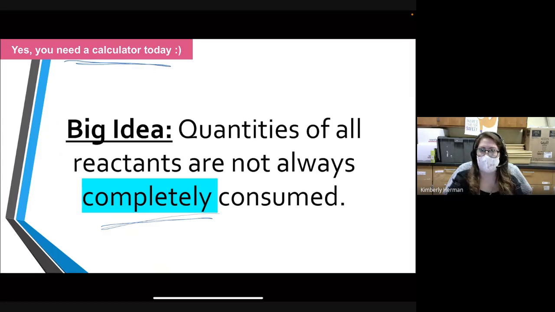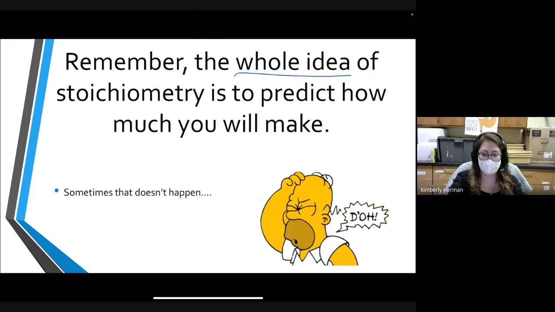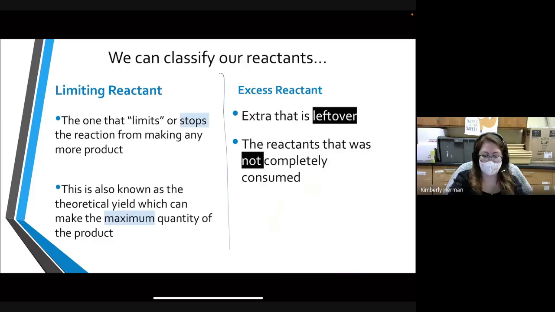Now, we do need a calculator for today, handy and ready to go. So remember, the whole idea of stoichiometry is to predict how much you'll make. So when we're looking at reaction stoichiometry, we're given our reactants and then we're going to be predicting how much product we can make. Now, sometimes we don't make all of it, so that's a bummer, but it's one of those things that just happens in lab.